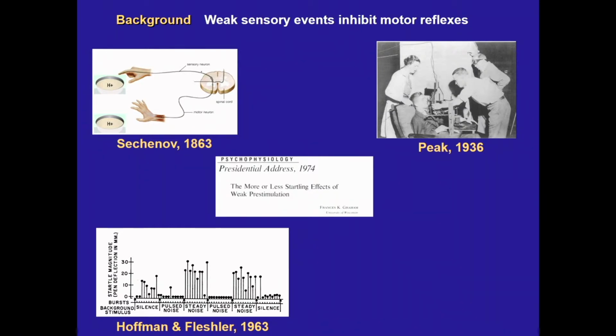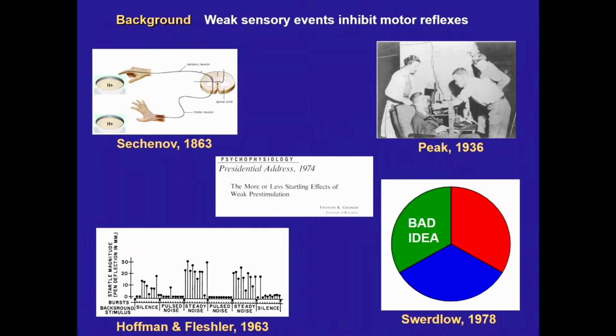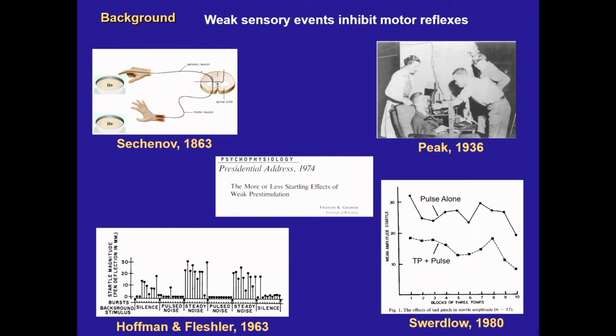And had I known about any of these things, I would never have had my first really bad idea in 1978, which was to use pulsating tail pressure as a stressor to potentiate the startle reflex and then use that to screen anxiolytic drugs which would reduce the stress response. And much to my chagrin, in the first experiment that I did, I showed that pulsating tail pressure actually cut the startle reflex here on the y-axis amplitude by half. I had absolutely no idea why this happened.